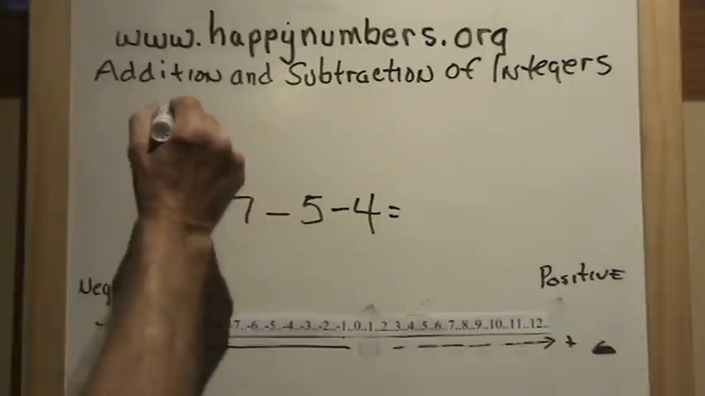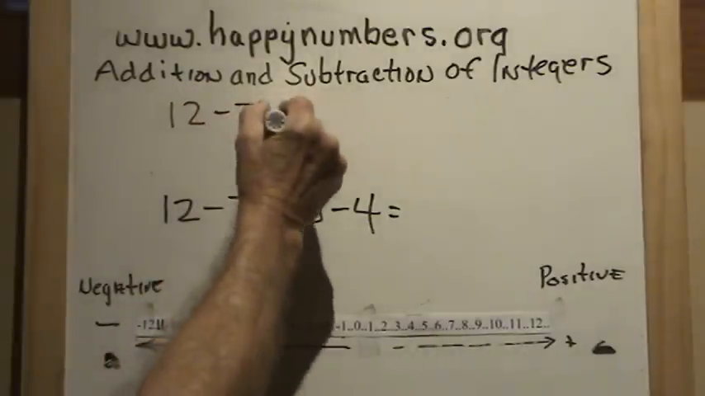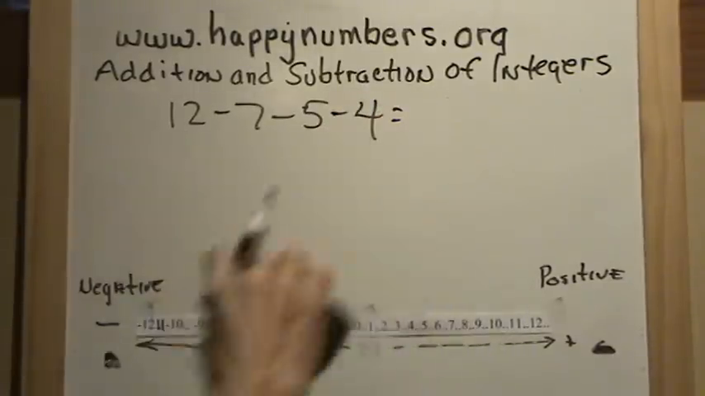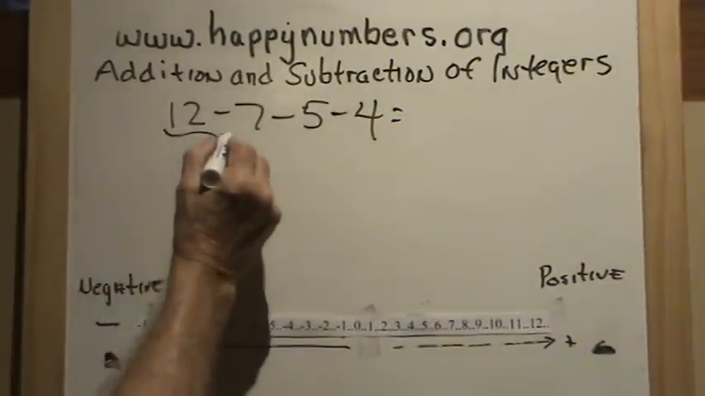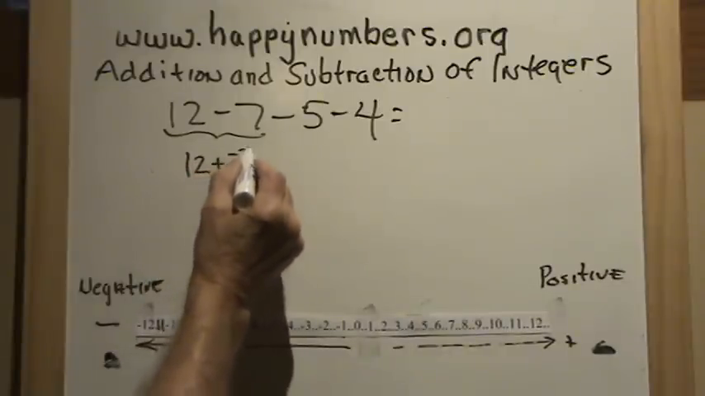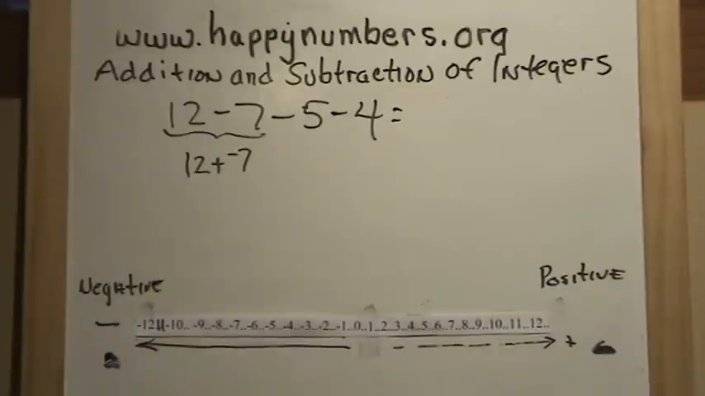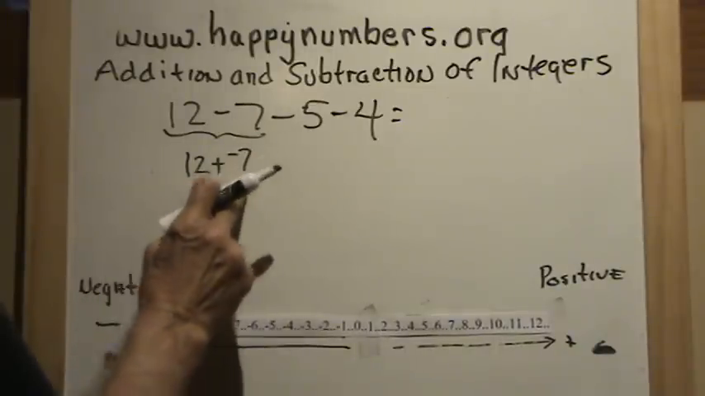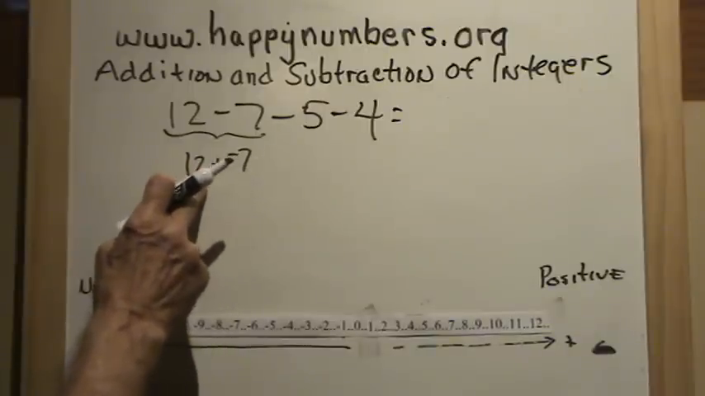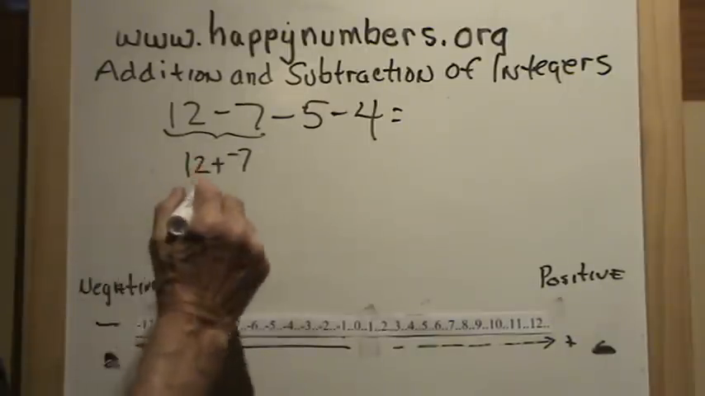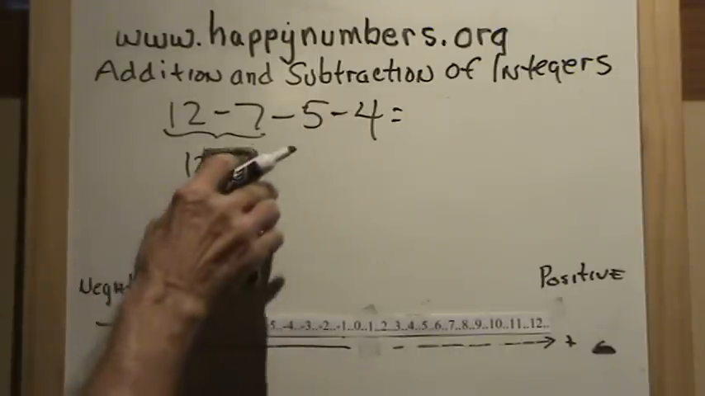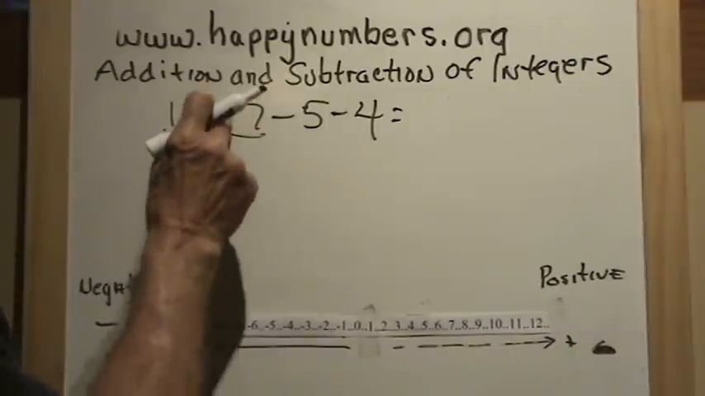Actually, I'm going to rewrite it up here. 12 minus 7 minus 5 minus 4. Let's do this part first. 12, I have to change it to plus and use the opposite, which is negative 7. Now I have to add these, and I'm adding 2 signed numbers. The signs are different. Take the smaller from the larger. If I take 7 away from 12, I have 5, and I use the sign of the larger, which is positive. So this becomes positive 5.